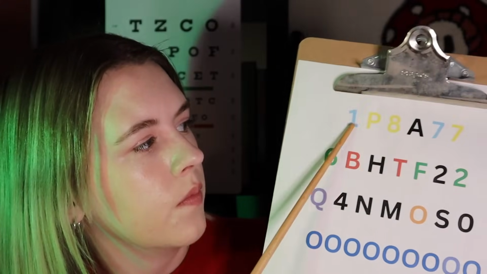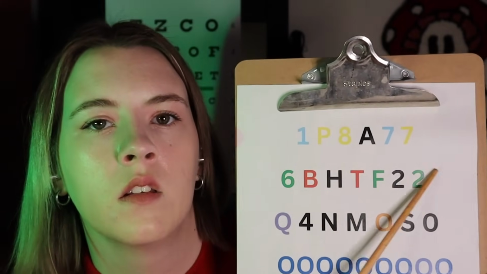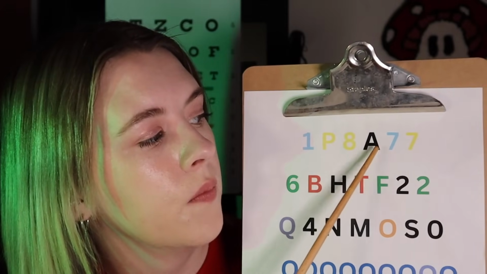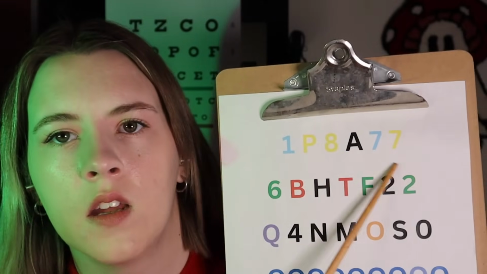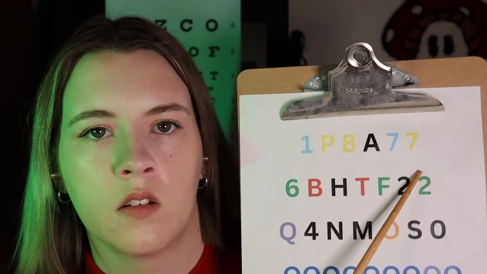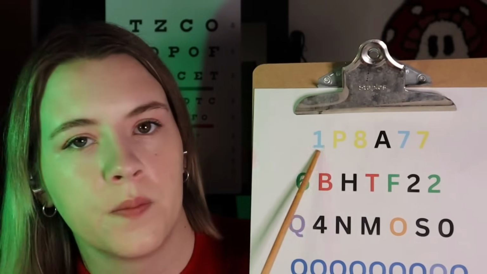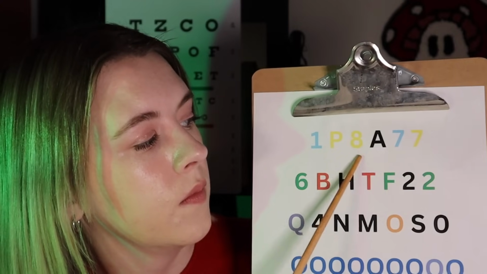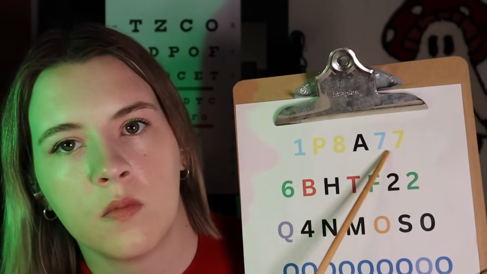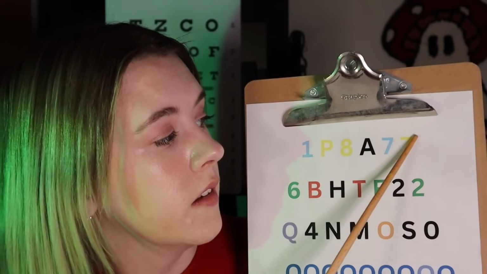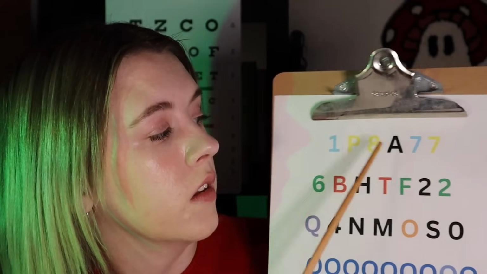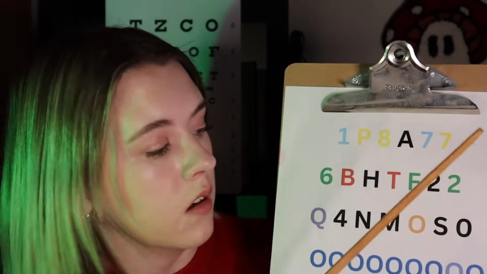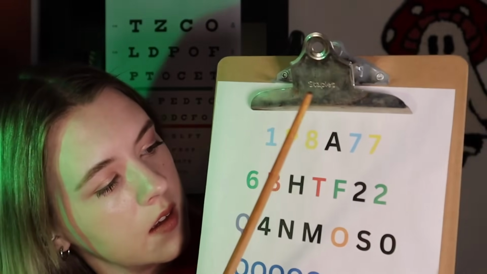Okay, and let's see. How about up here? What letter stands out? Good, so the A stands out. Are you capable of reading any of the letters in this line here? Okay, so what is this one? Okay, and this one? All right, and this one? And these two? Okay, yes, this is a 7 as well. So this reads 1, P, 8, A, 7, 7. Good.